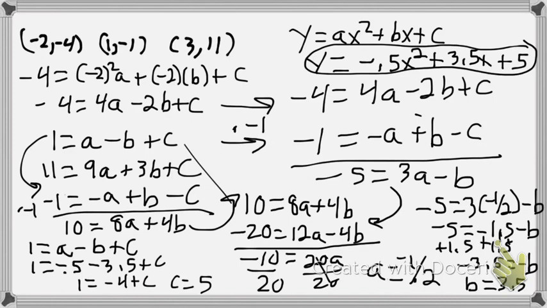So like 3, 11, right? So if I go 3 squared, that's 9. 9 times negative 1/2 is negative 4.5.